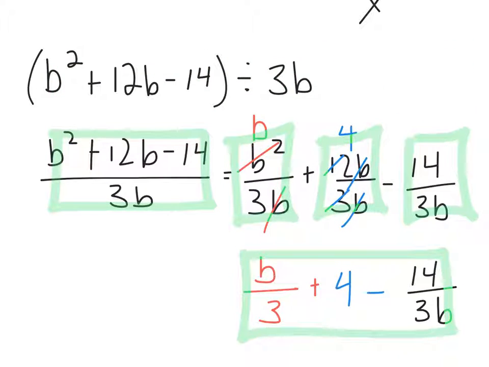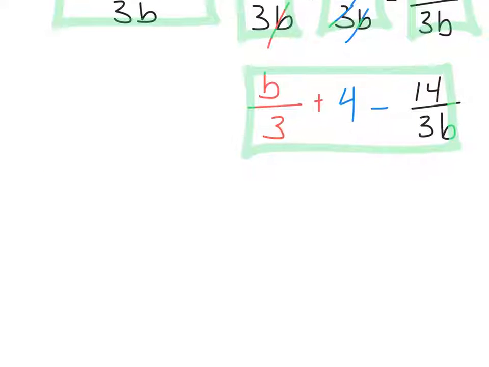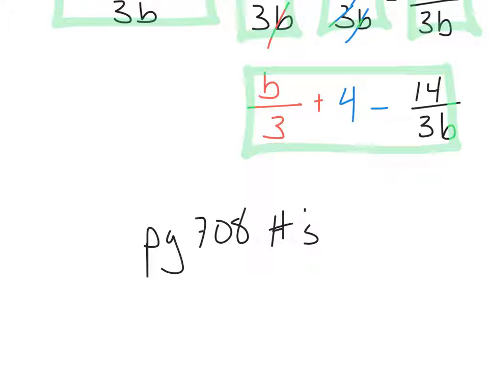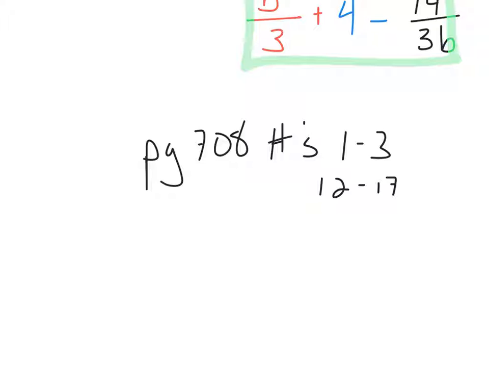Your homework then. Well, not cool. There we go. Your homework then is on page 708. And I'm asking you to do numbers 1 through 3, and then 12 through 17. I have also assigned, and this will be due next Friday. However, the whole reason I've given it to you is a review, right? Part of the review for getting ready for the test.